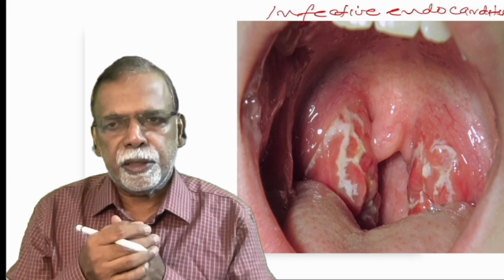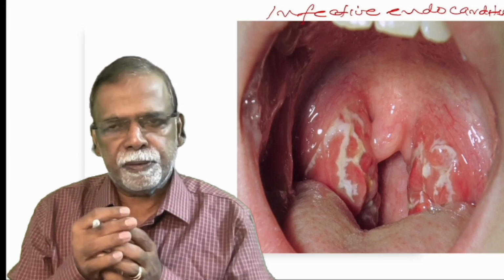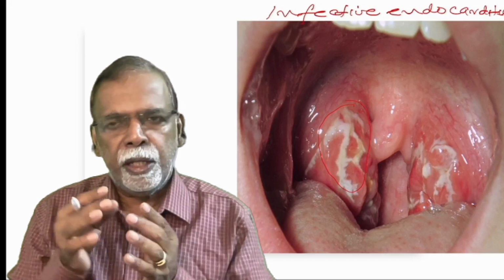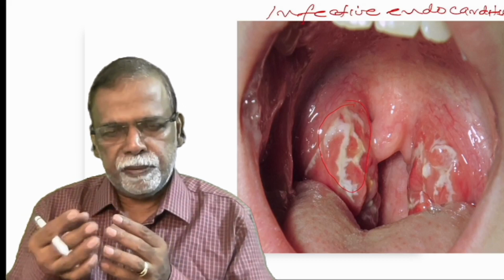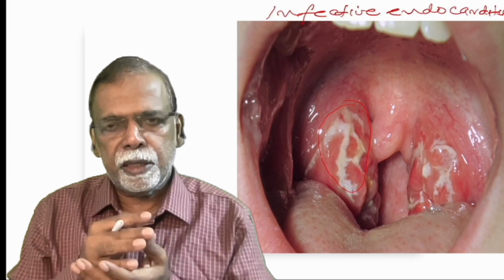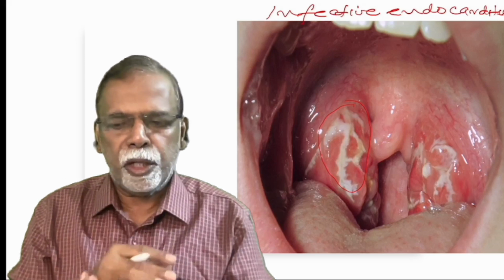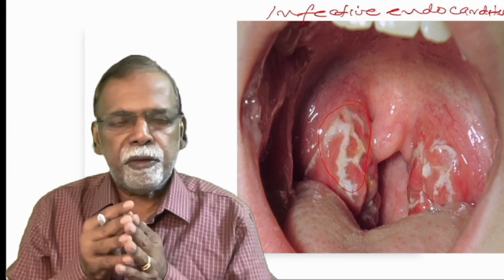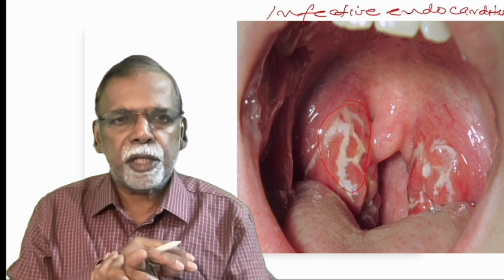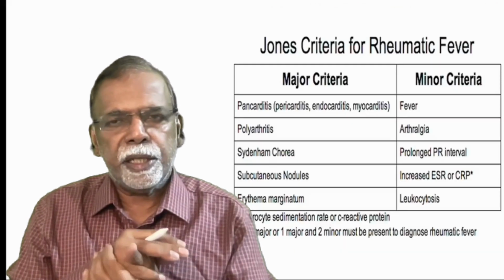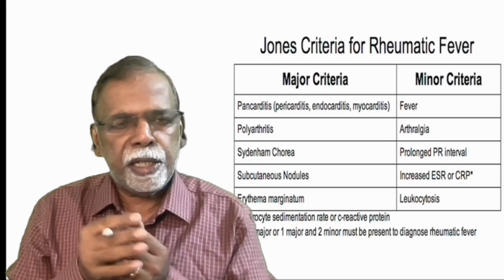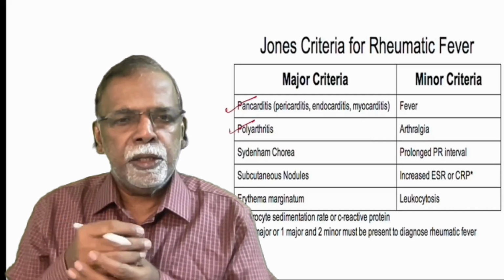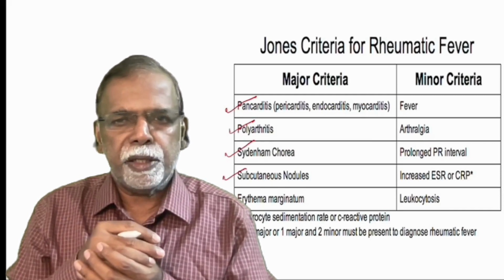So here you can see the acute pharyngitis that is being produced by the beta hemolytic streptococcal. This mounts an immune reaction that attacks the heart muscle due to the molecular mimicry about which I have already discussed with you. The acute rheumatic fever is diagnosed by the modified Jones criteria, which has got a major criteria and minor criteria. The major criteria are carditis, polyarthritis, Sydenham's chorea, subcutaneous nodules and erythema marginatum.